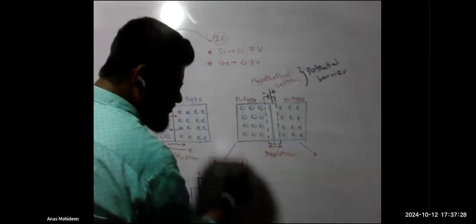When positive comes here, electrons are negative. Positive to negative, what happens? Attracting or repelling? Hurry up, give me a word. Plus to minus: when positive comes here, electrons are minus. Plus minus attract or repel? Attract, right? So what happened?